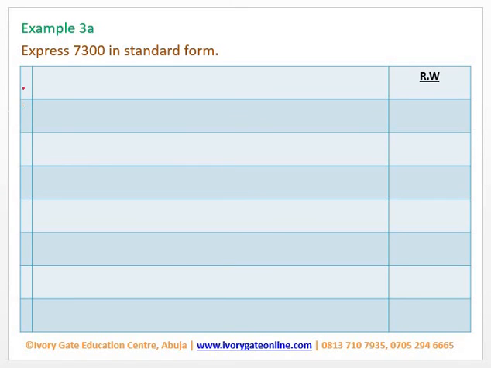So we have, usually we start with our number 3a, then the question 7300. So to make it to be in standard form, it has to be of the form a times 10 raised to power n. And a has to be a number between 1 and what? 1 and 10. So in this case, the number here between 1 and 10 is 7.3.